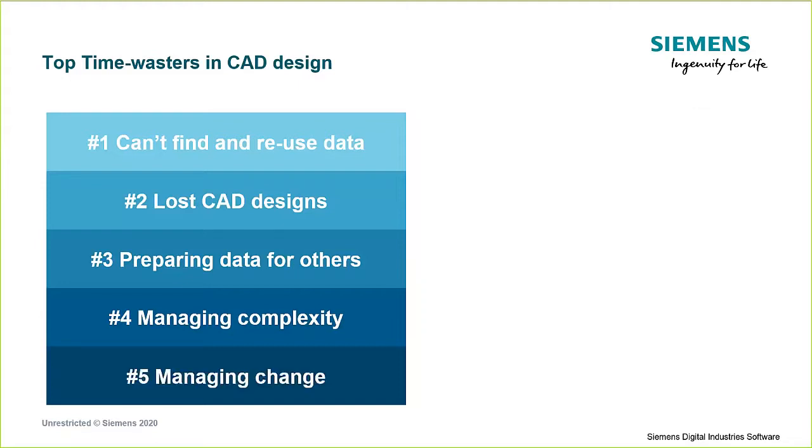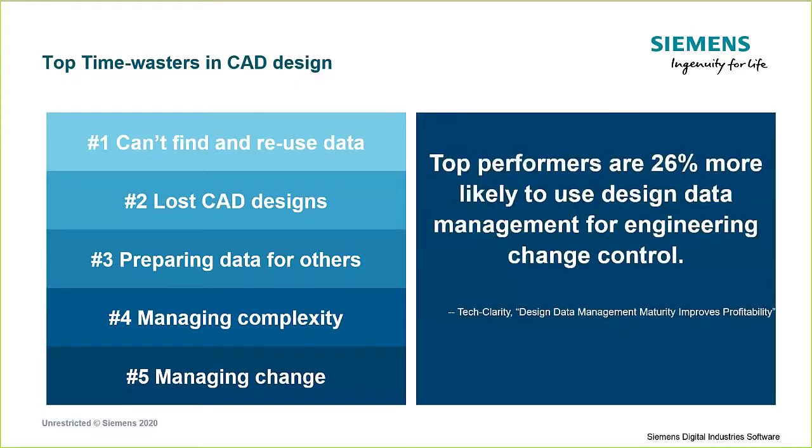And then the fifth one, managing change. Whenever your SolidWorks design changes, whether it's an issue that came from engineering or maybe manufacturing or a supplier or a customer, you've got to respond to that. A lot of times it's with a new revision, so we'll go from Rev B to Rev C, or maybe even replace this part with a brand new part. How are you managing that process of change? Is it automated to include everyone that has visibility into it, so that they can sign off on the change? Once again, top performers are 26% more likely to use design data management for engineering change control.